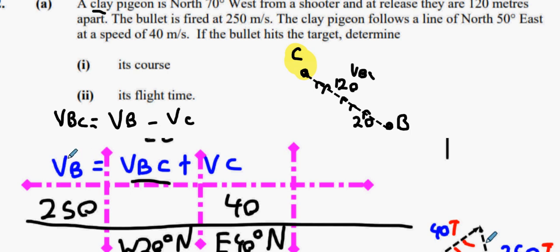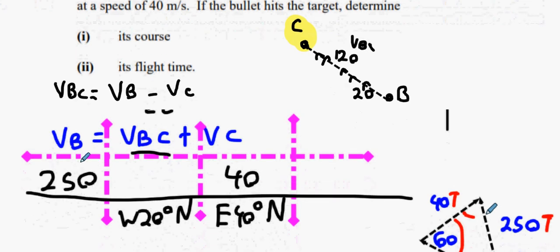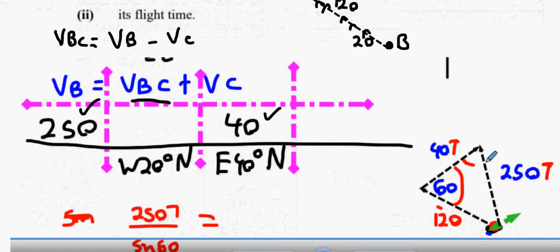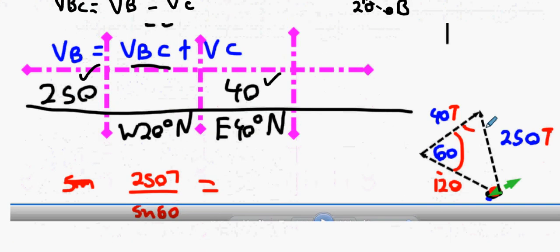Now what I keep telling you guys is that we need 4 pieces of information to make this work. The velocity of the bullet is 250. The velocity of the clay pigeon is 40. It's going in the direction east 40 degrees north. And the direction of B to C, as on our diagram, is west 20 degrees north, otherwise known as north 70 degrees west. Okay, same deal. So, here's what we're going to do now. I'll just remake the triangle and we'll take it from there.